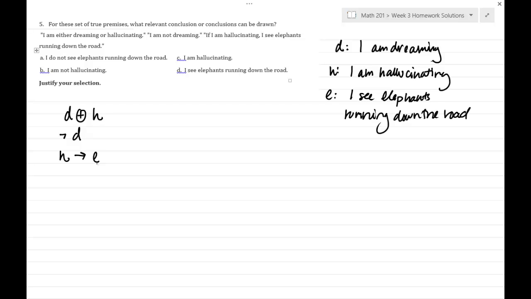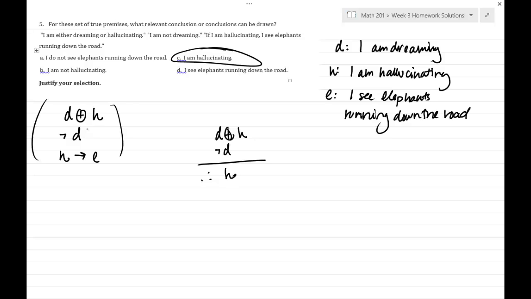So let's see. Let's think about what we can conclude with D exclusive or H, not D. So if an or is true, at least one of them has to be true. So I'm able to conclude that H, I am hallucinating, must be true, because I know that these three statements have to be true. So if D is false, to make this one true, H has to be true. So I know that I can conclude I am hallucinating.